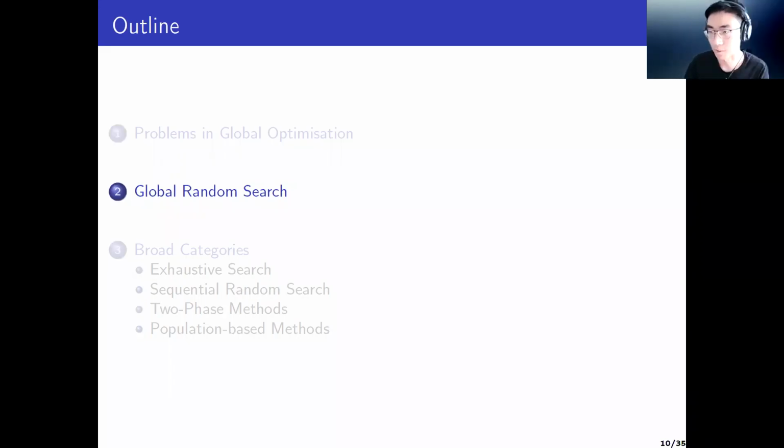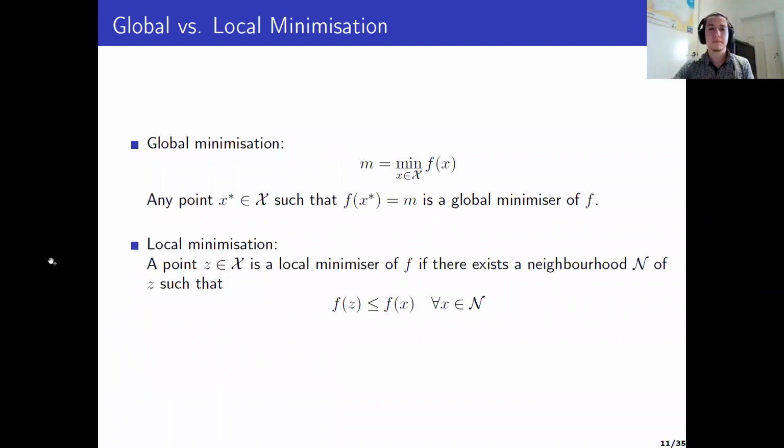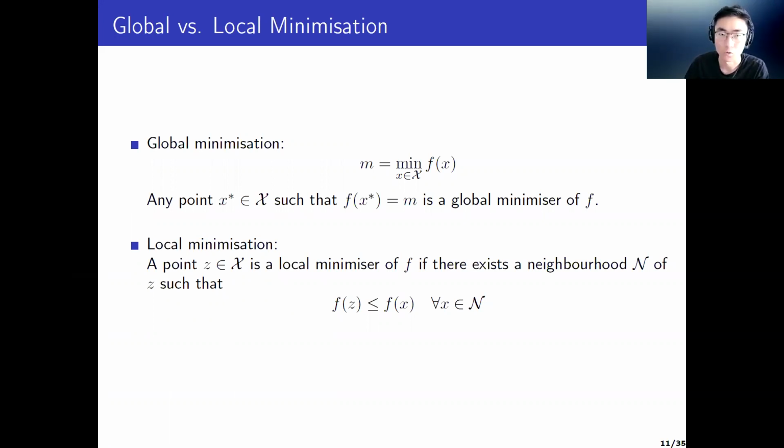So let's talk about some global random search algorithms. First, let's look at global versus local minimization problem. The global minimization problem finds the global minimum of the objective function f in a feasible region X. Here M denotes the global minimum of the objective function. If the value of the objective function evaluated at X star is equal to the global minimum of the objective function, then X star is a global minimizer.